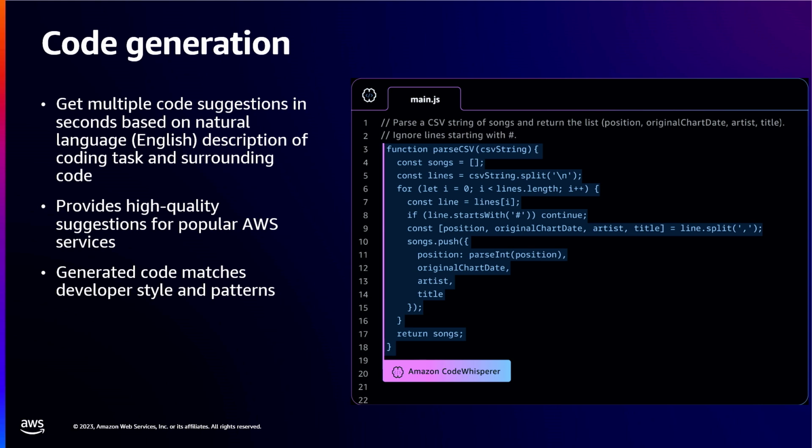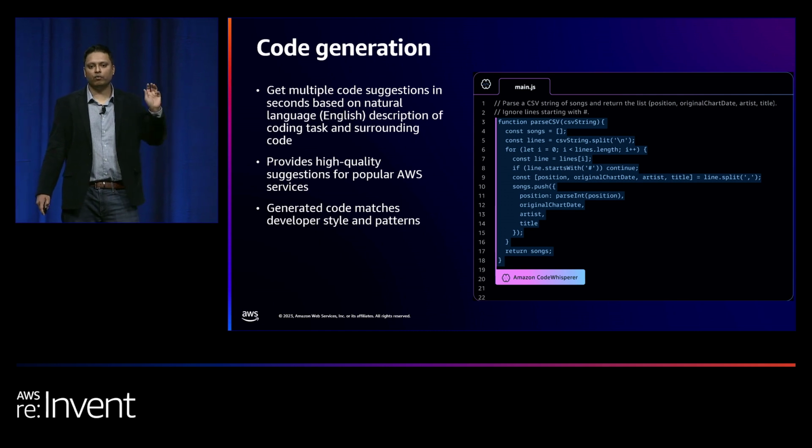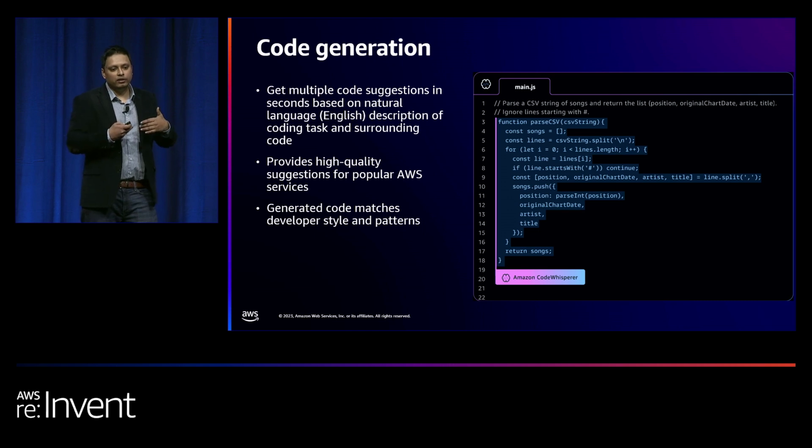It also provides high-quality suggestions for AWS APIs. We have made sure that we have trained the model with high-quality training data when it comes to AWS. So when you say, I want to upload a file to S3, we will make sure that it gives you the right recommendation and not something that you wouldn't use. And then generated code typically matches the coding patterns of the developer. So if you have a specific way of defining your variables, it will learn from your behavior, and it will generate code that looks very similar to what you would like to write.